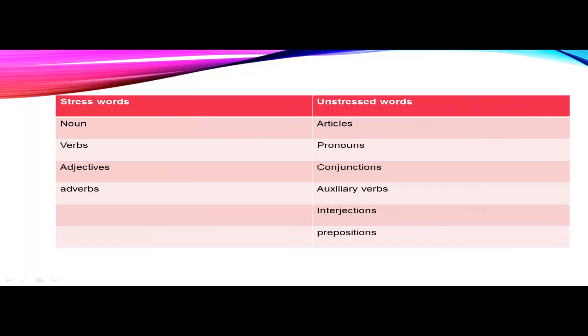Another rule about stress is that in English we stress nouns, adverbs, adjectives, and verbs. These four categories are also named content words. And we always stress function words. These are articles, pronouns, conjunctions, auxiliary verbs, interjections, and prepositions. Now we are going to watch some examples about word stress and sentence stress.